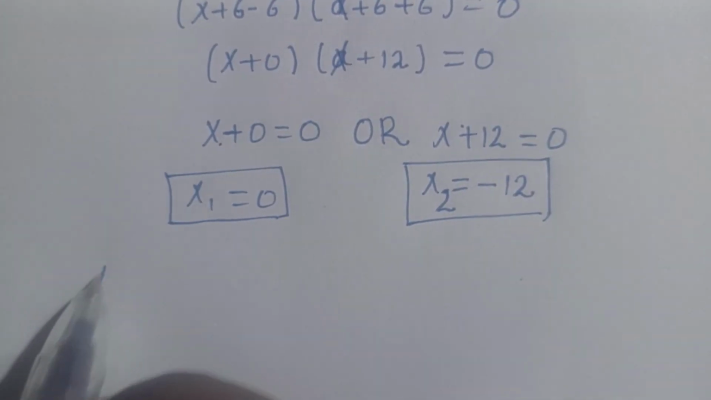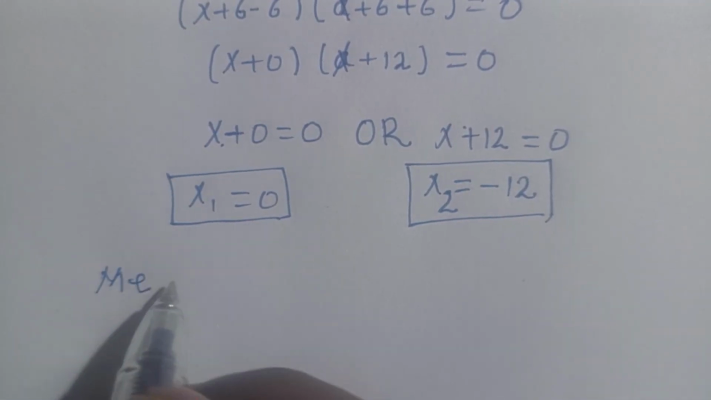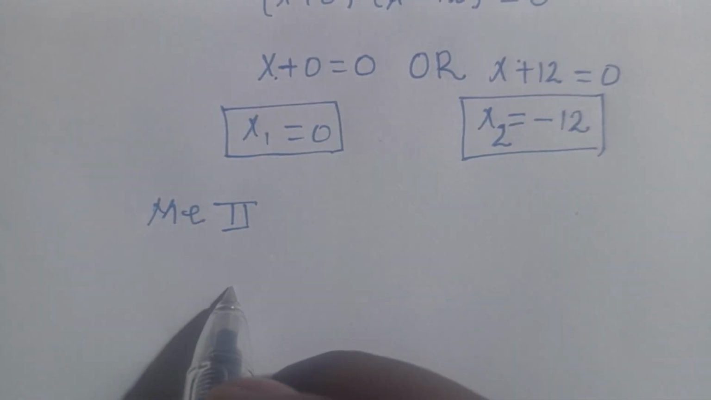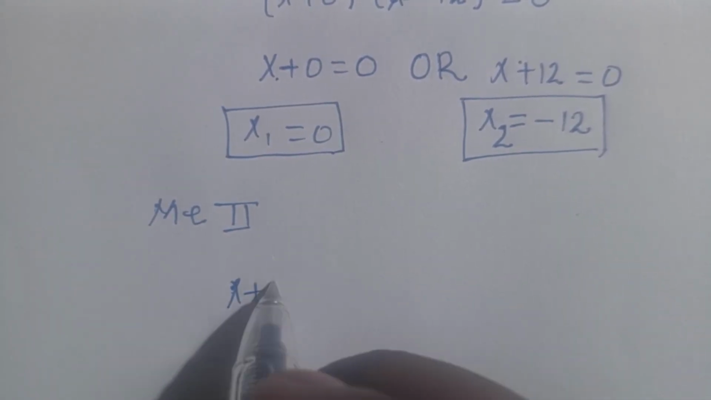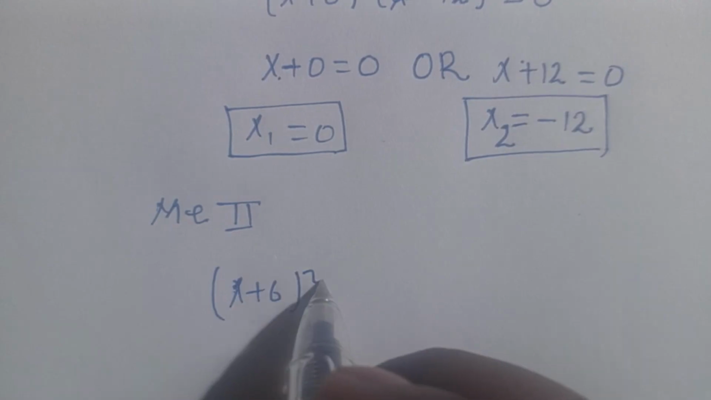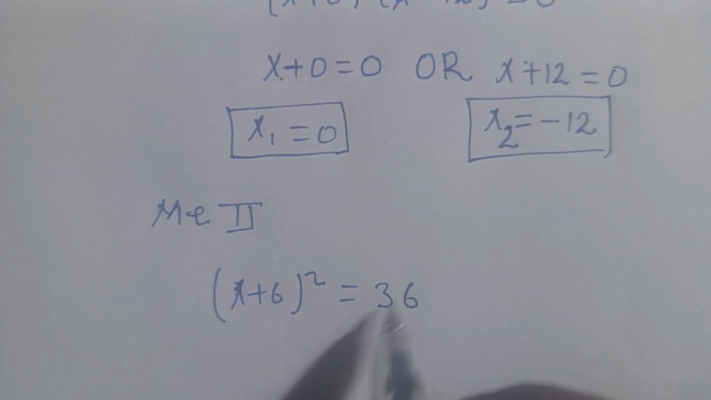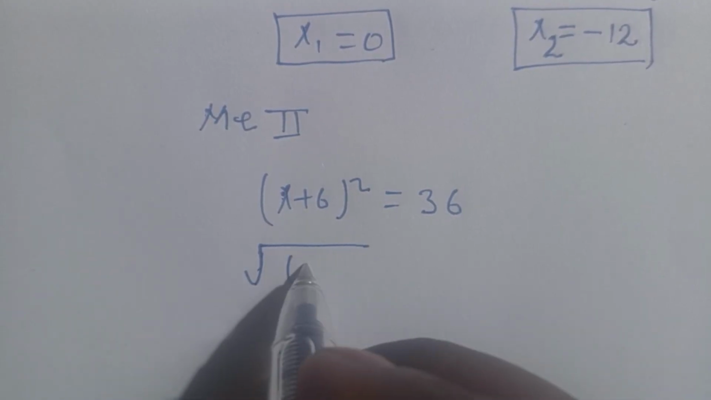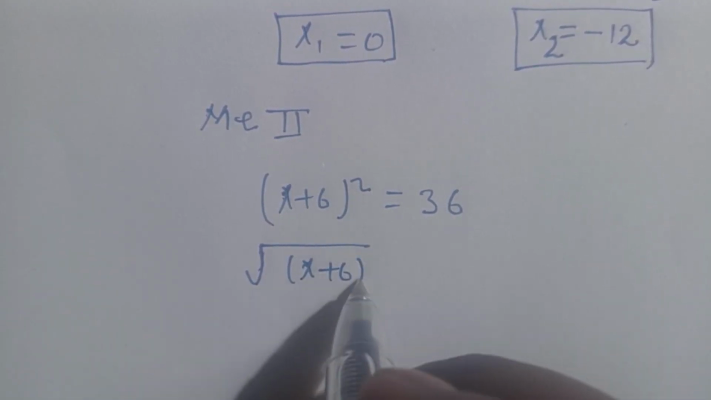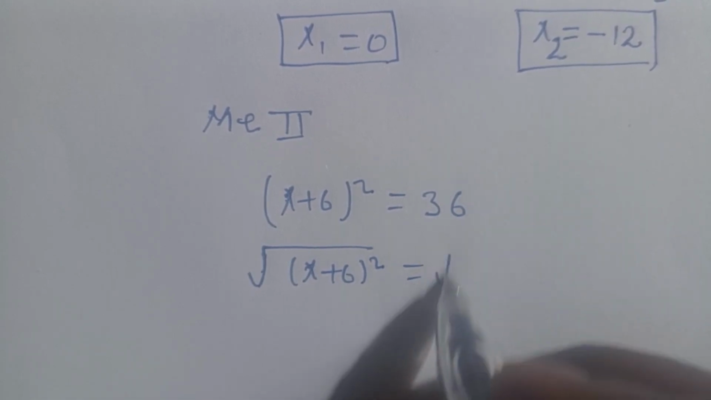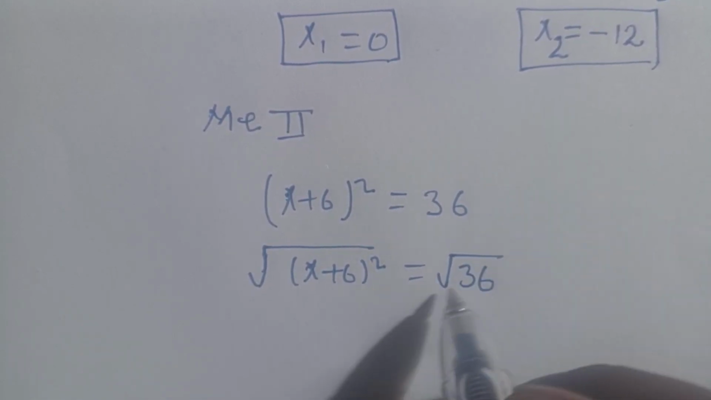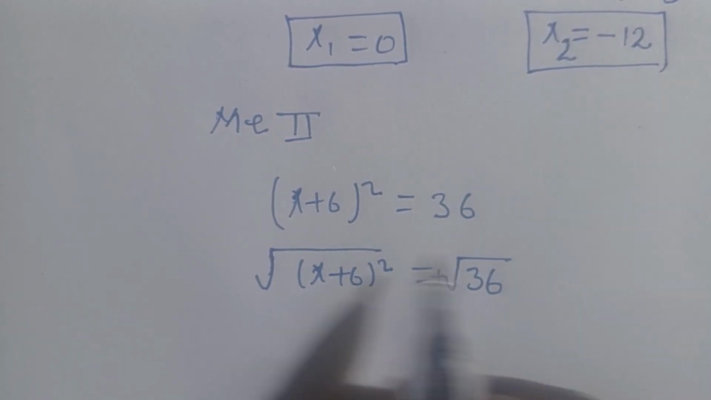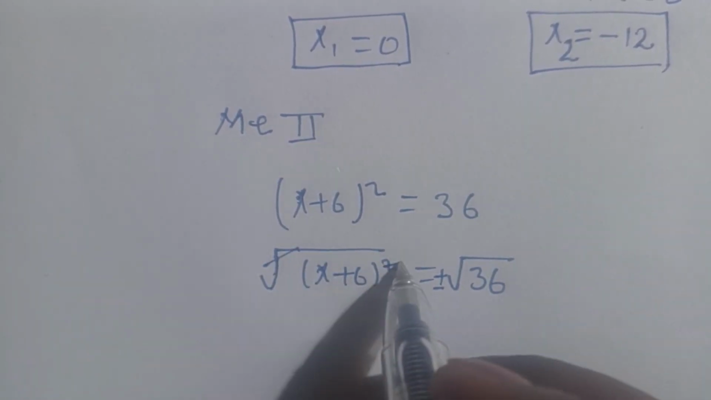Method 2. (x + 6)^2 = 36. Take the square root: the square root of (x + 6)^2 equals the square root of 36, plus or minus. The square root cancels the square.